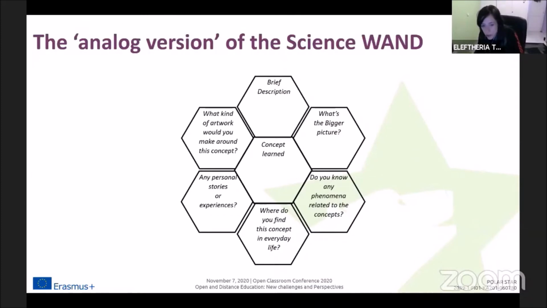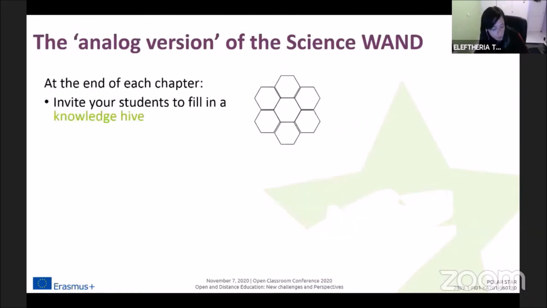And you can do this memory hive, you can ask them to do it in class or as homework, and then you can discuss it with them afterwards to share the experiences, to share what they've put in.